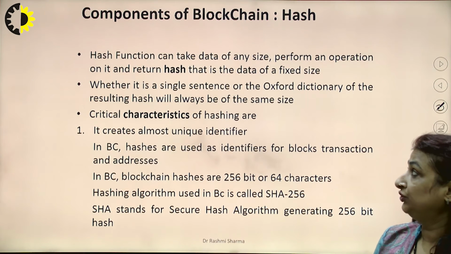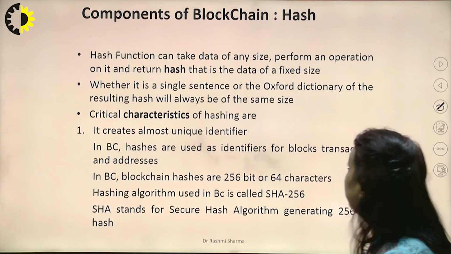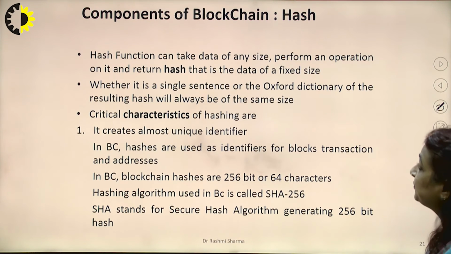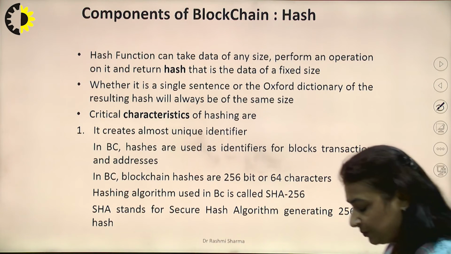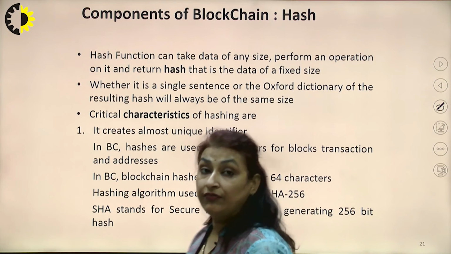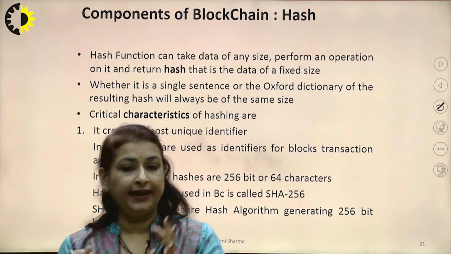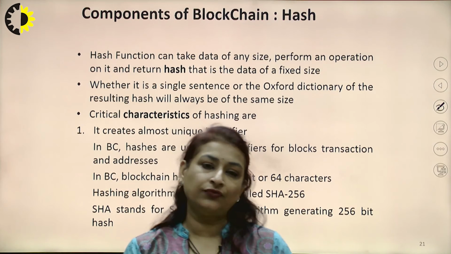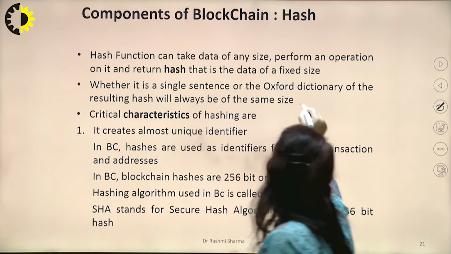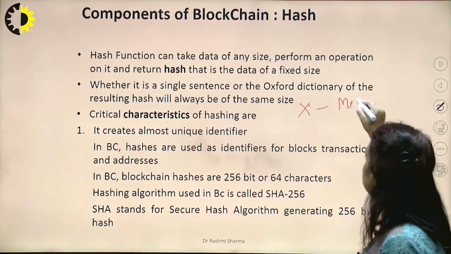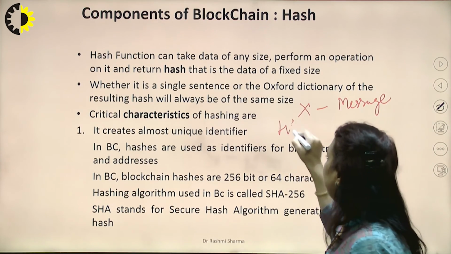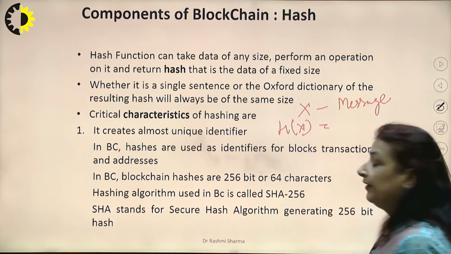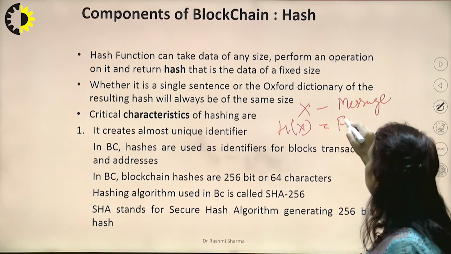Then comes the hash. A hash function can take an input of any size, perform an operation on it, and return a hash, which is data of a fixed size. So a hash is basically fixed-size data for any size of input. Okay, see, if this X is my message, then I generate a hash of X. Okay, this is of fixed size.